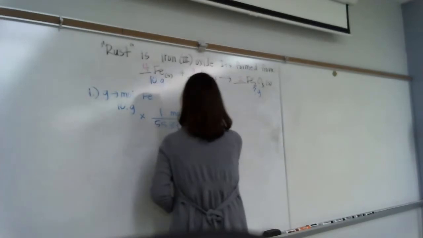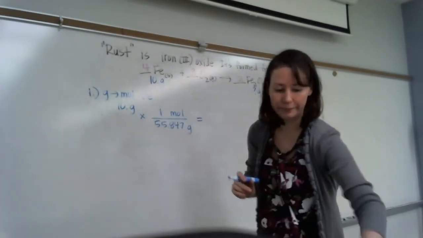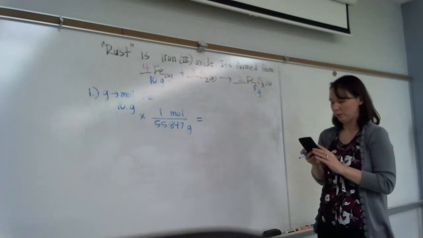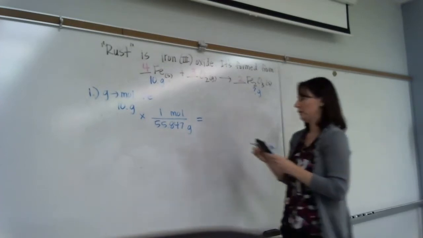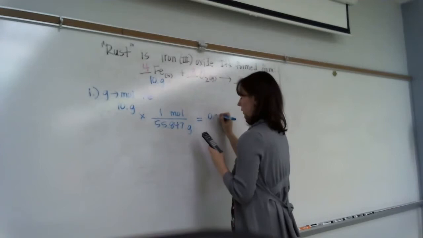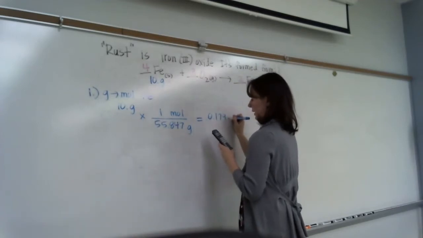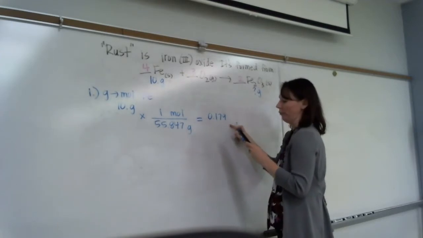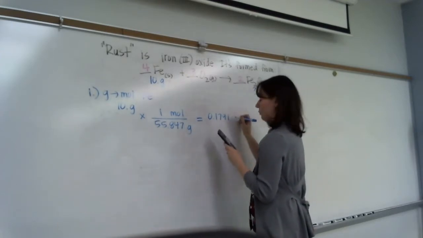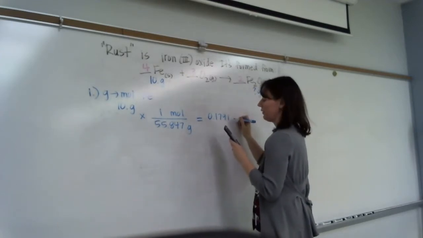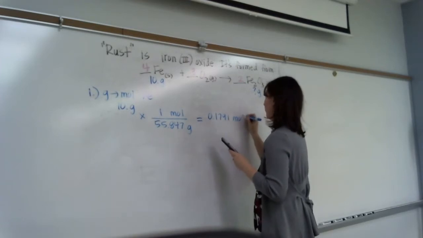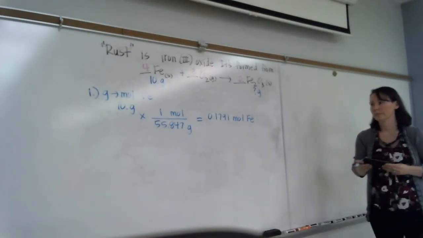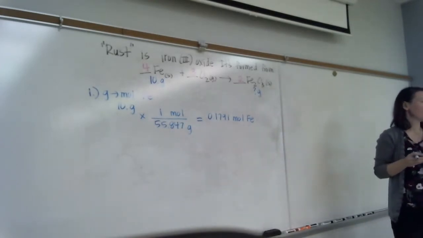So, calculator time. 10 divided by 55.847 gives me 0.17. Now my final answer needs to have 2 sig figs, so I'm going to carry out 4 just for good measure. 0.1791 moles. Is everyone good on step 1?